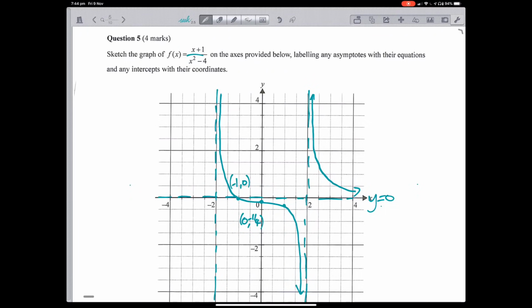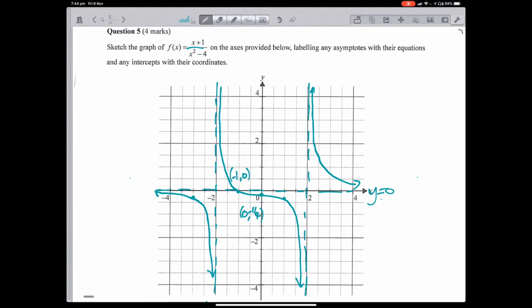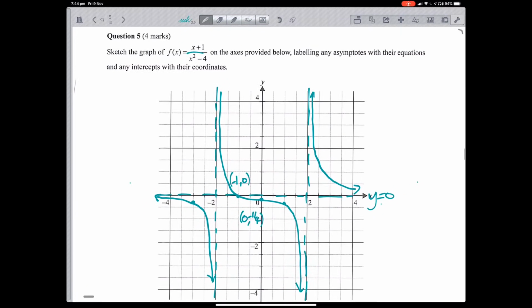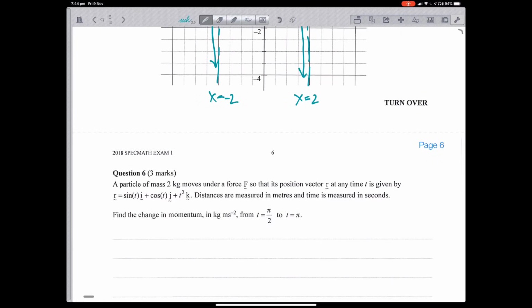And -3 is going to give me -2 on 5, so -2/5, which is about there. That's rubbish. Not the easiest to draw on an iPad. Asymptotes with their equations and the intercepts with their coordinates. So I think I've done everything that's required of me. I think that's it. No points of inflection or anything.